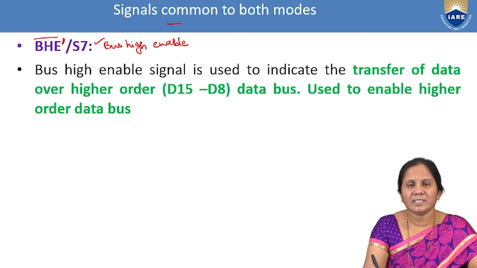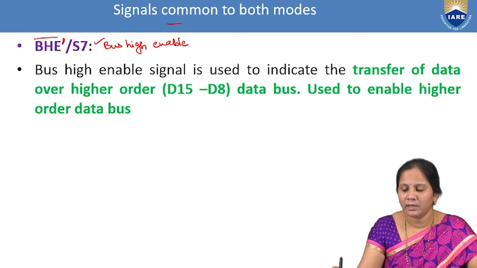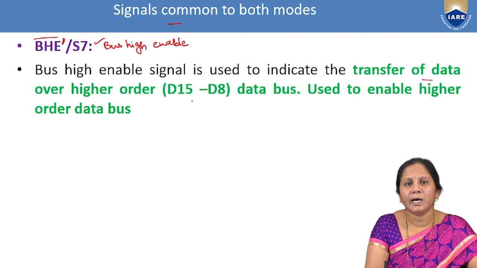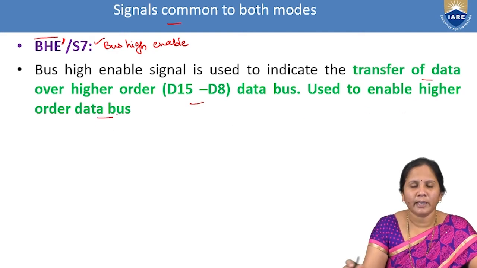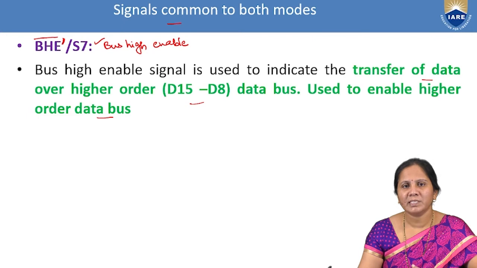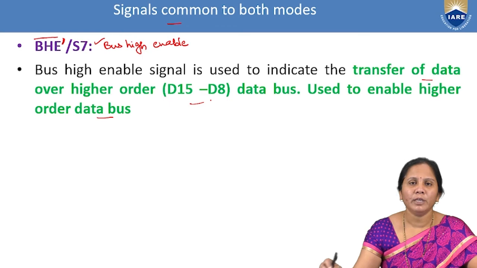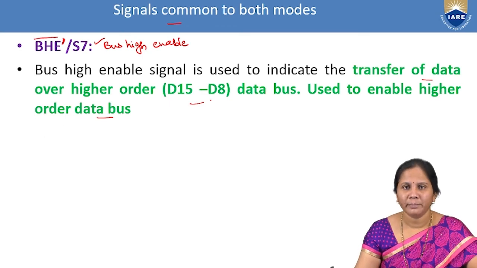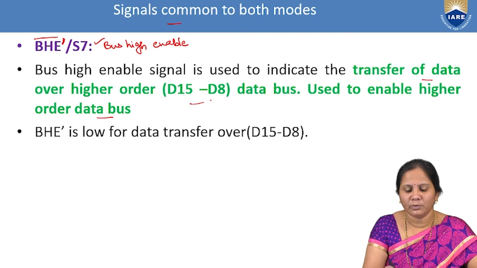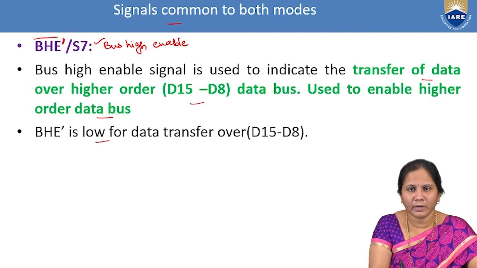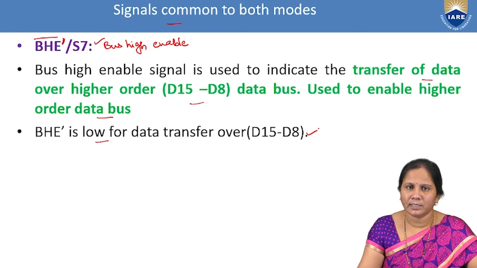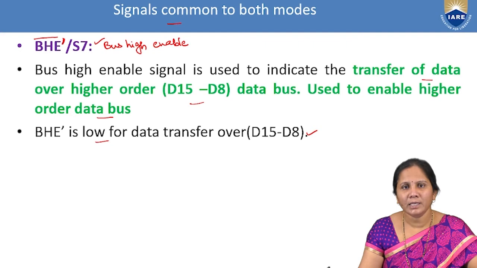This bus high enable signal indicates the transfer of data over the higher order data bus, that is from D8 to D15. It is used to enable the higher order data bus. Generally the data bus is 16-bit. Especially this BHE bar is used to transfer the data by using higher order data lines only. This BHE bar will be enabled only during the higher order address lines. Since it is an active low signal, in order to enable that, it should be made 0.